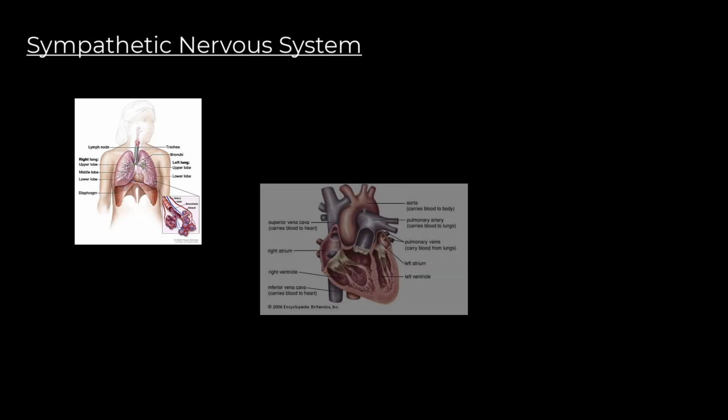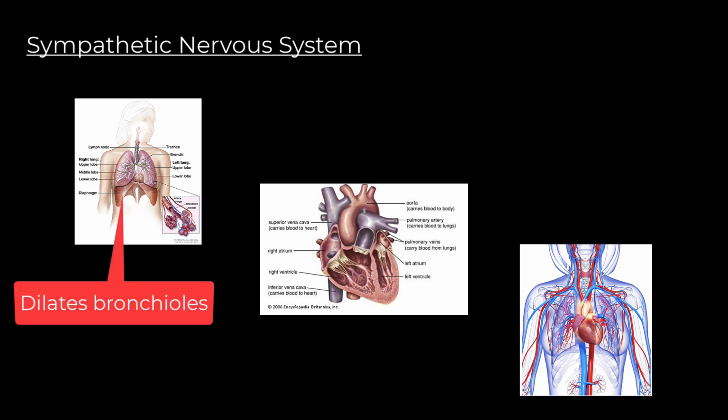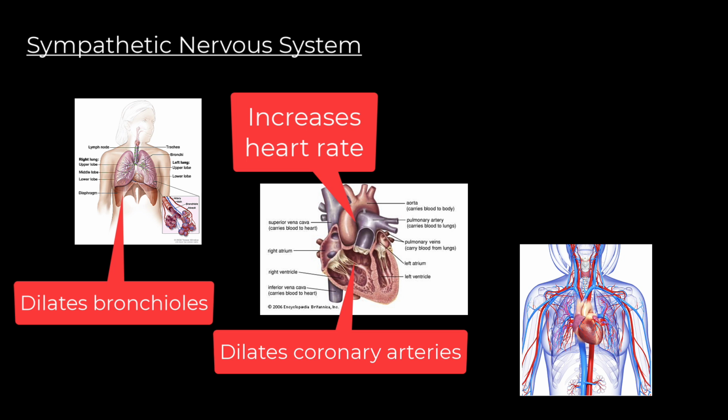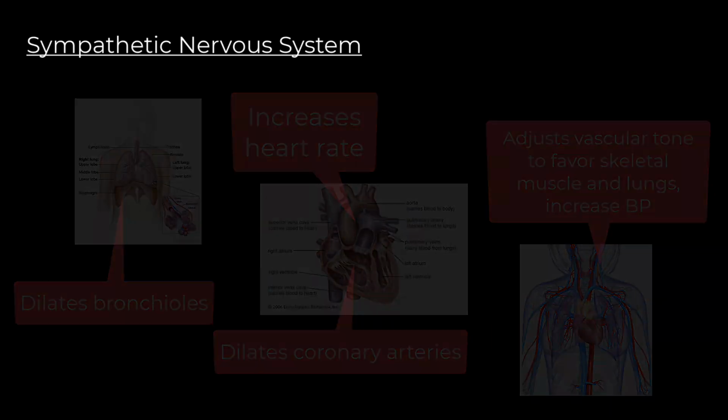The sympathetic nervous system targets many organs and body systems, but in the world of EMS, there are three relevant targets: the lungs and airways, the heart, and the vascular system. Activation of the sympathetic nervous system dilates bronchioles and improves alveolar gas exchange, increases the heart rate and dilates the coronary artery blood vessels, and reroutes blood flow away from the GI tract and skin and toward skeletal muscle and lungs, resulting in rapid rise in systemic blood pressure.